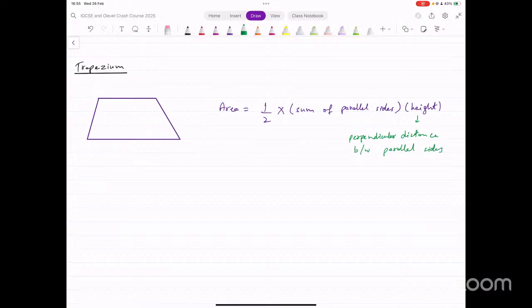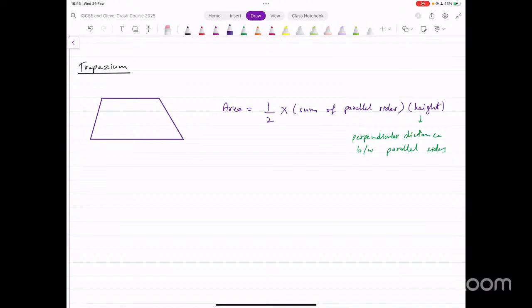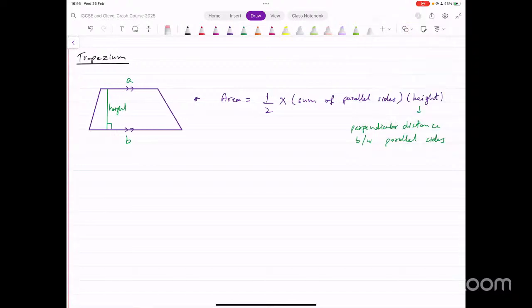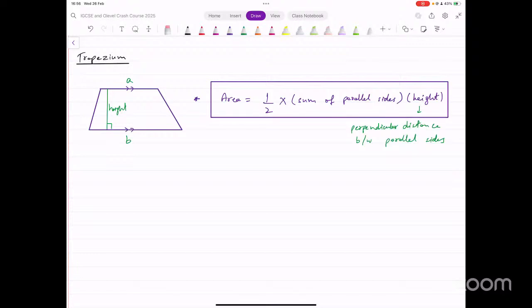Let's consider this trapezium. Which two sides are parallel? The horizontal sides in this case. These two sides are parallel, right? Now we can say one of these parallel sides has length A and the other has length B. What about the height? Height is going to be the perpendicular distance between these two sides. We would say this is the height of the trapezium. Okay, so the general formula is 1/2 into sum of parallel sides multiplied by height.